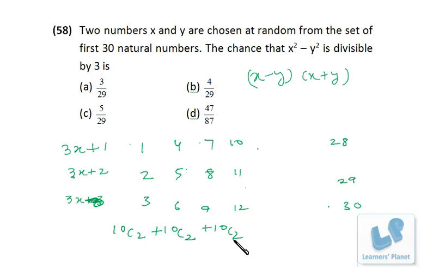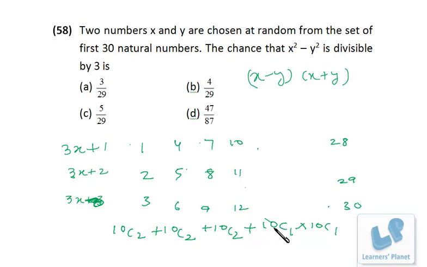Apart from that, if I take one number from this and one number from this, that is 3x plus 1 format and 3x plus 2 format, then their addition will be a multiple of 3, right? So I can choose the fourth event: one number from this sequence and one number from that sequence. So it's 10C1 into 10C1. Getting my point?